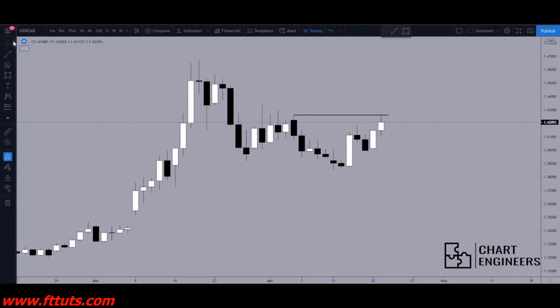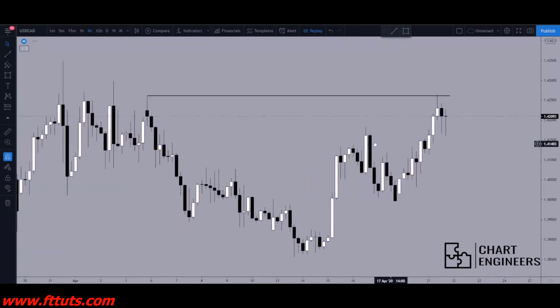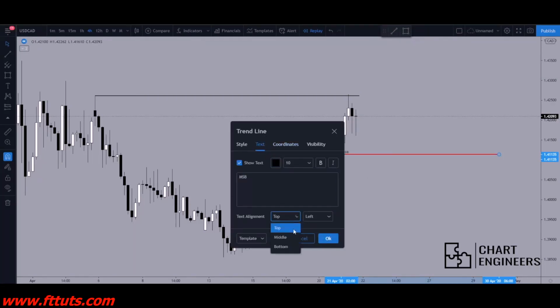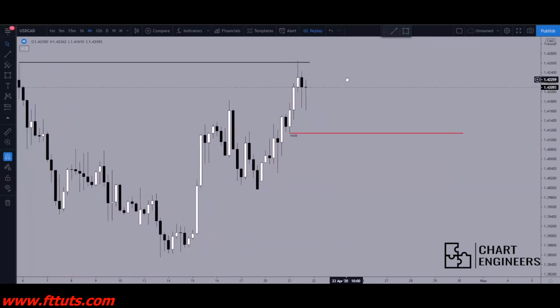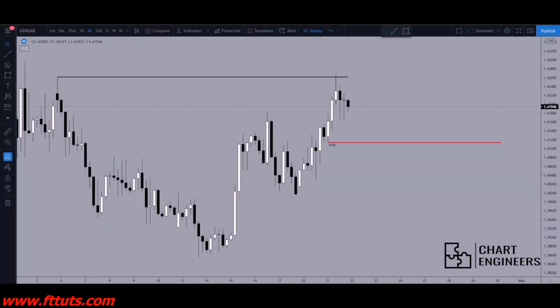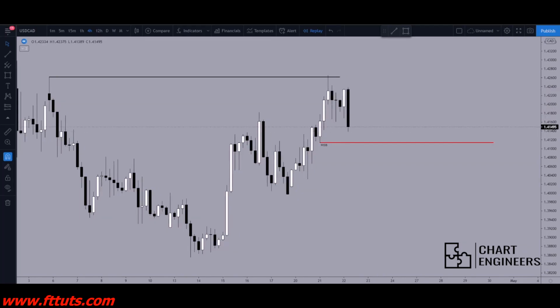You can see we've had a small wick above, and then once I get this, I would just drop down to my 4-hour, and then I would wait for my 4-hour breaker zone to be formed. So that's the high, that's going to be the low. So we're going to need an MSB of this. So then I'll just see how this plays out, wait for our breaking structure.